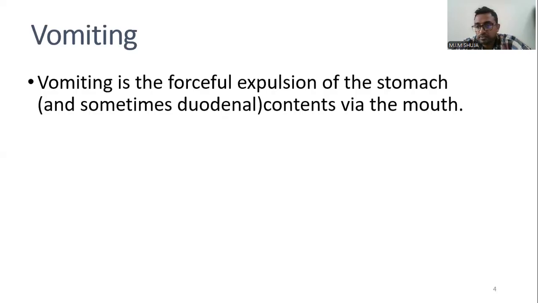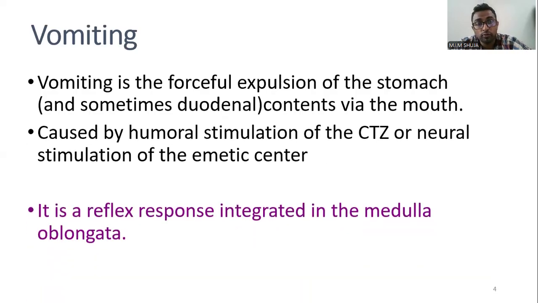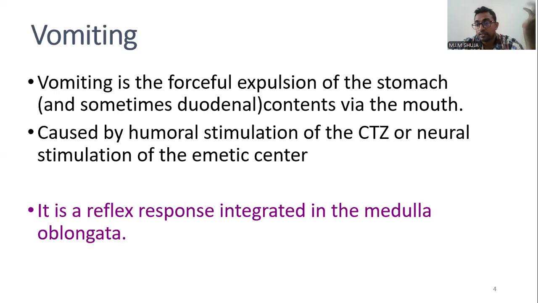Let us start with vomiting. Vomiting is defined as a forceful expulsion of the stomach content via the mouth. Sometimes the content from the upper part of the small intestine, especially the duodenum, can also be expelled. That is why vomitus may contain bile, particularly when duodenal content is involved.